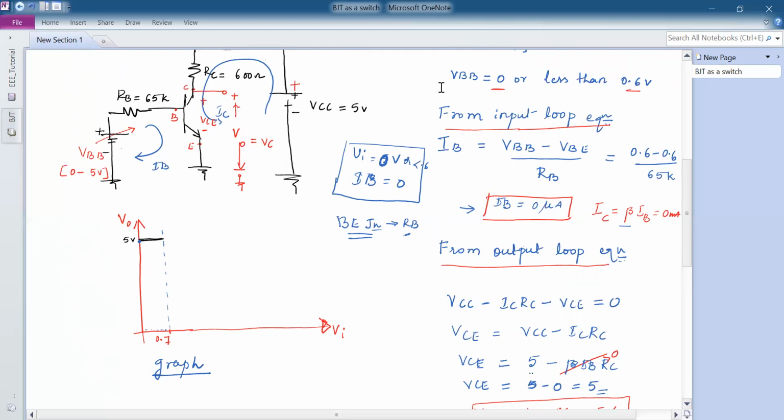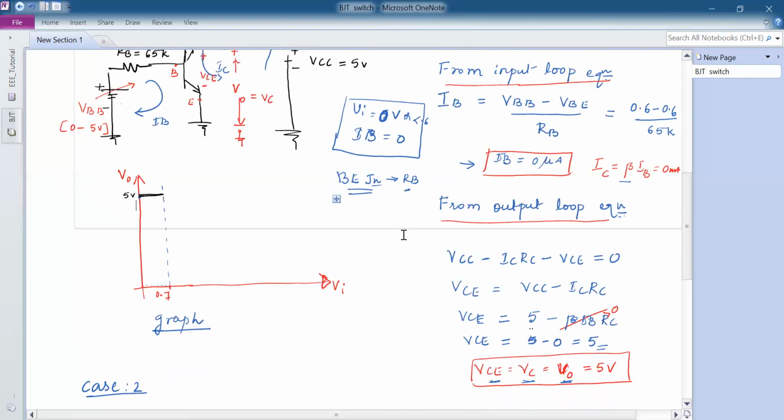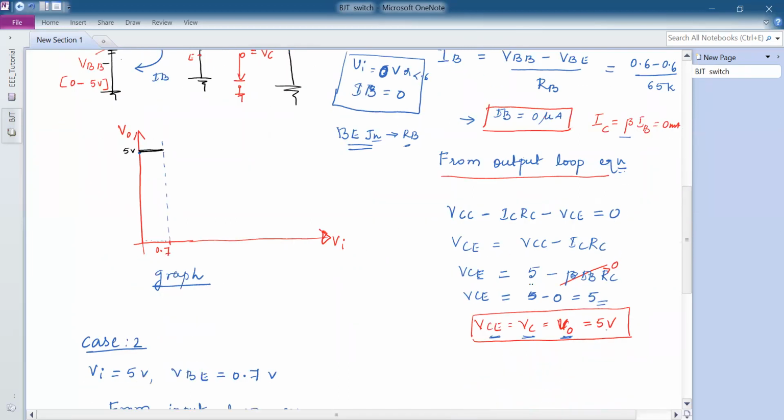Now compare the input voltage Vi at the input side, the base-emitter junction, which is already reverse biased, with the output voltage of 5 volts at the base-collector junction. What is the voltage at the collector? It is 5 volts. And what is the voltage at the base? It is 0 or 0.6, which also makes the base-collector junction reverse biased.